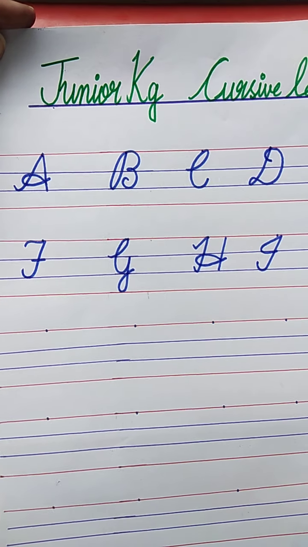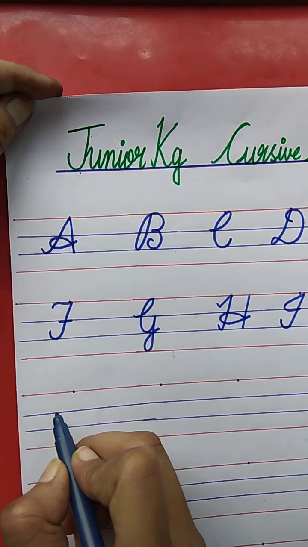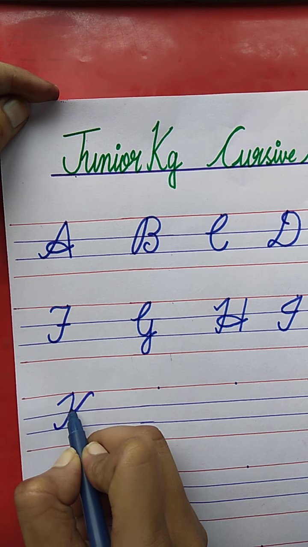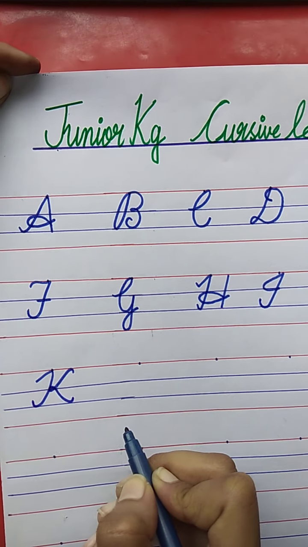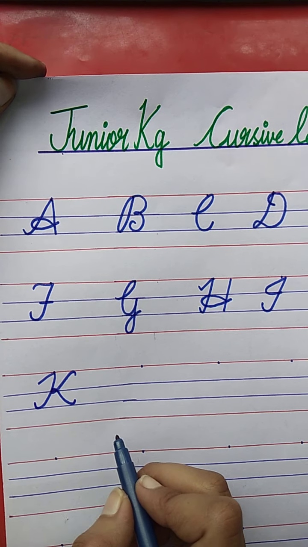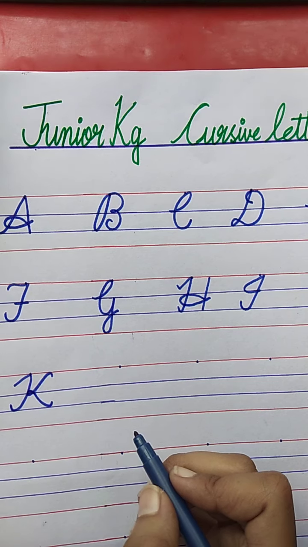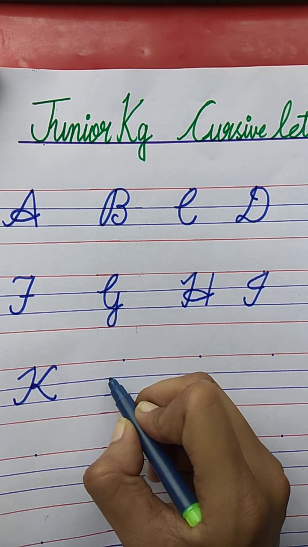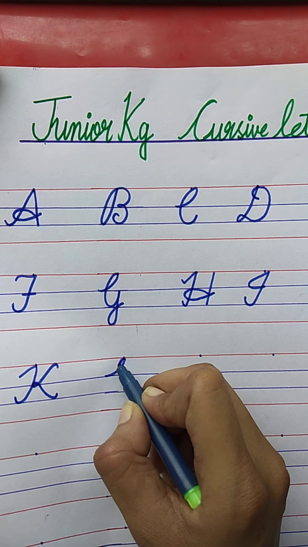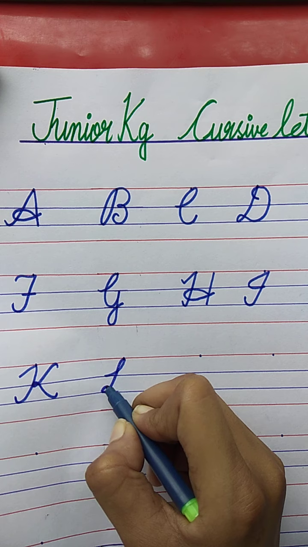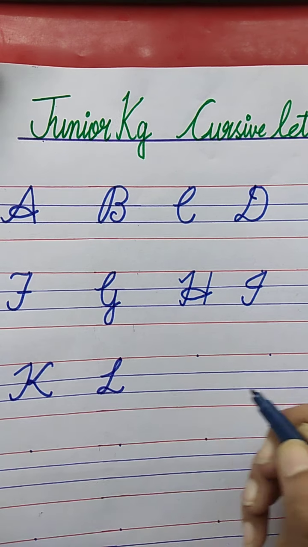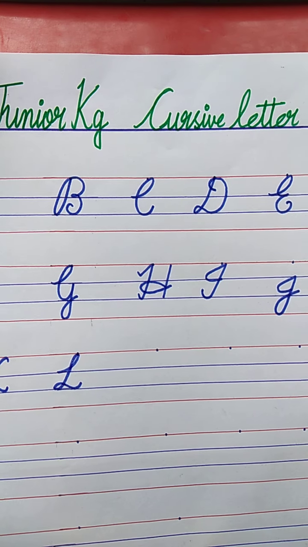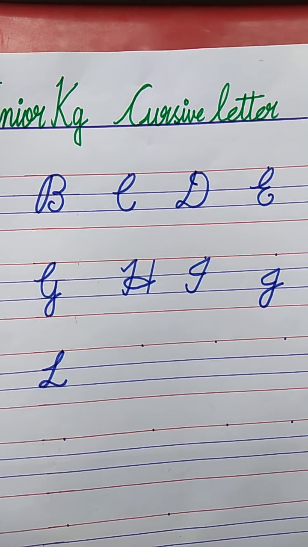Now tell me the next letter. K. K for kite. See here, curve, slanting line, curve. Curve line, loop, curve line. K for kite. The spelling of kite, speak with me, K-I-T-E, kite. Now tell me the next letter. L. Curve, loop, slanting line, loop, curve line. L for lion. The spelling of lion is L-I-O-N. Lion.